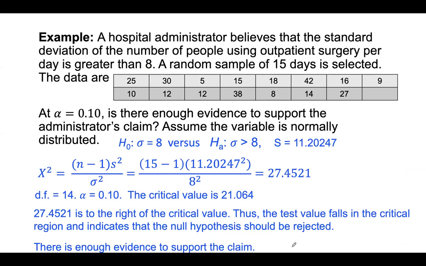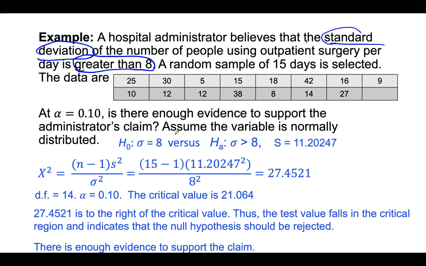Let's see some more examples. So a hospital administrator believes that the standard deviation of the number of people using outpatient surgery per day is greater than 8. A random sample of 15 days is selected. And here is our data. At 0.10, is there enough evidence to support the administrator's claim? So again, the standard deviation is now what we're looking at. Before we were looking at the variance. Is there enough evidence to support the administrator's claim?